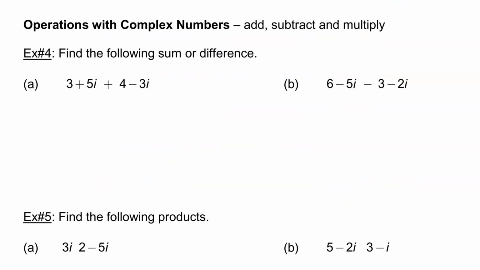Operations with complex numbers. So adding, subtracting, and multiplying. All you have to remember for this is you can only combine like terms. So you can only add and subtract imaginary numbers together and real numbers together.